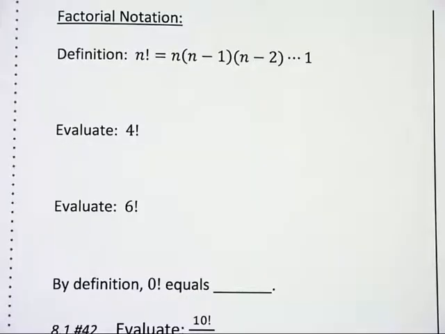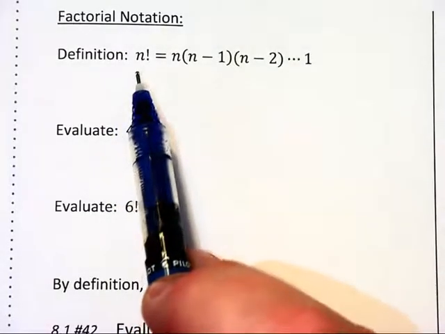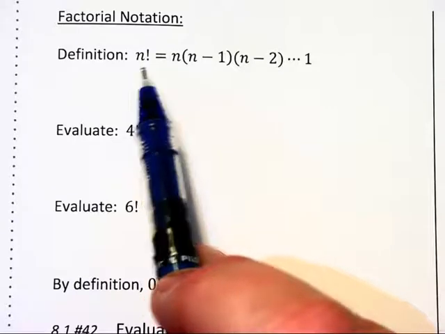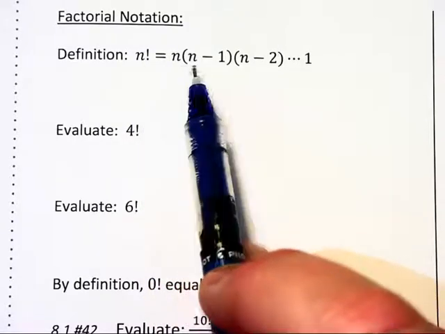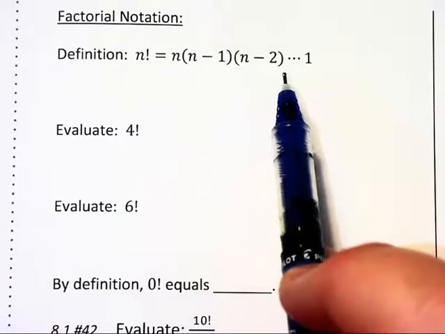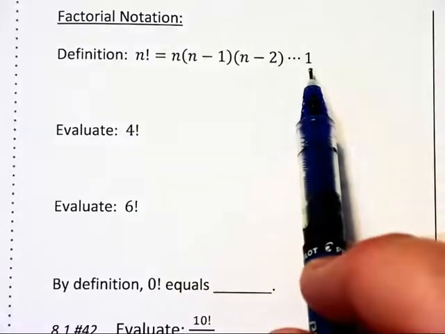We now turn our attention to a new notation known as factorial notation. By definition, even though we see an exclamation point, we call that factorial. N factorial is equal to n times n minus 1 times n minus 2 times each whole number below it until you get to 1.